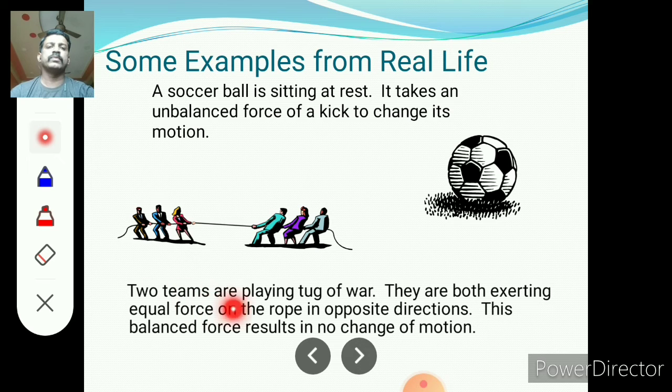Two teams are playing tug of war. They are both exerting equal forces on the rope in opposite directions. This balanced force results in no change in motion.